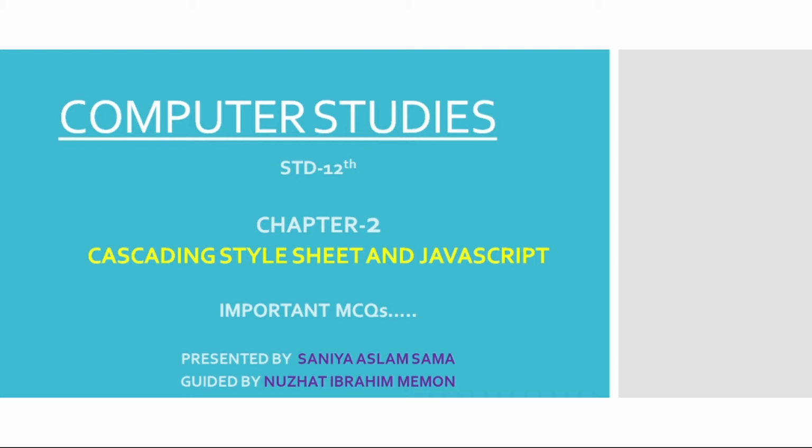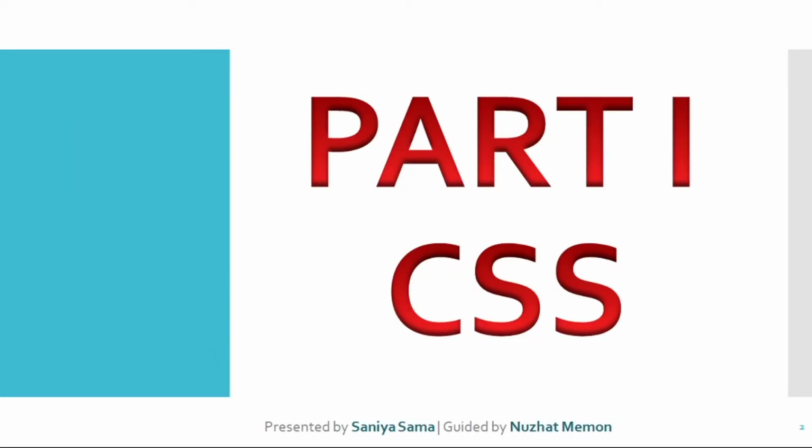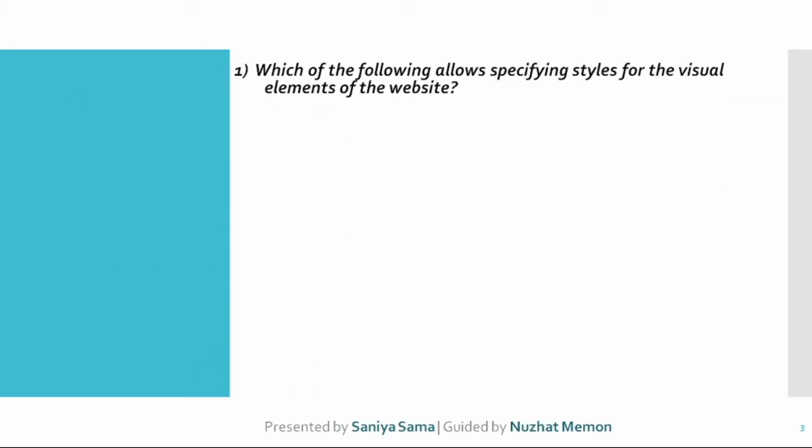So let's begin with the highlights of this chapter which could be used for the last moment revision. Part 1, CSS. First, which of the following allows specifying styles for the visual elements of the website? Option A, cascading style sheets, option B, web page, option C, form, option D, animation. The answer is cascading style sheets.